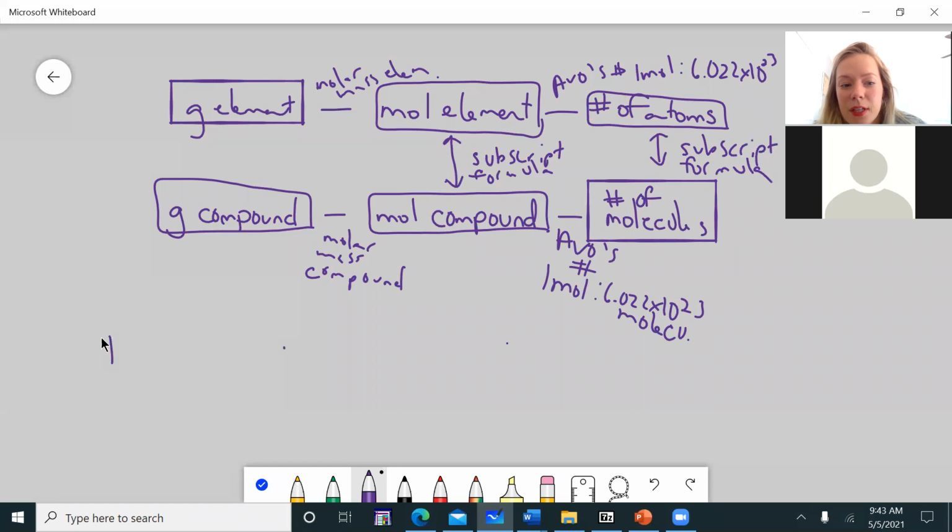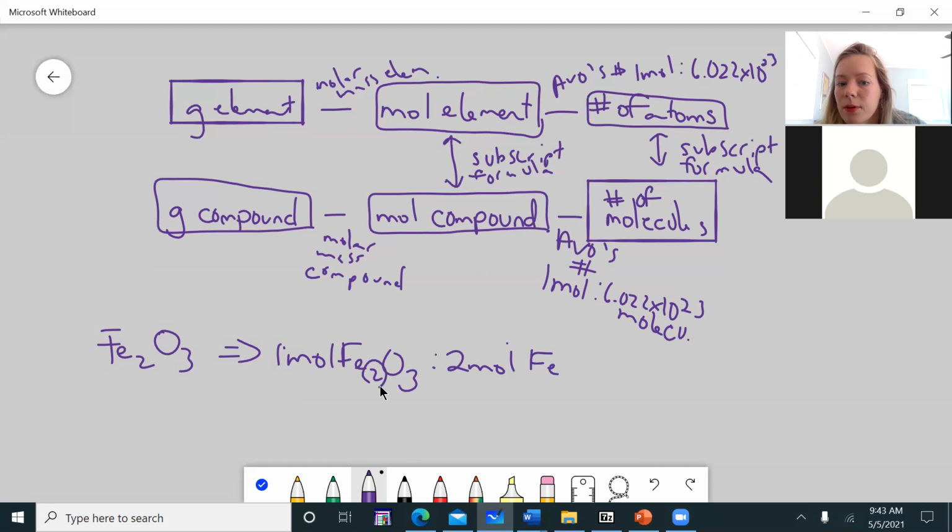So let's go back to that Fe2O3 compound. If I wanted to make a bridge between moles of the compound and moles of the element, well, this formula is a mole relationship. So what this is actually saying is that if I have 1 mole of the compound, in this case Fe2O3, that is going to yield, or it requires, 2 moles of iron. Where is that 2 coming from? It's coming from right here, okay? This 1 mole of this will also yield or require 3 moles of oxygen. The 3 is coming from this area right here.